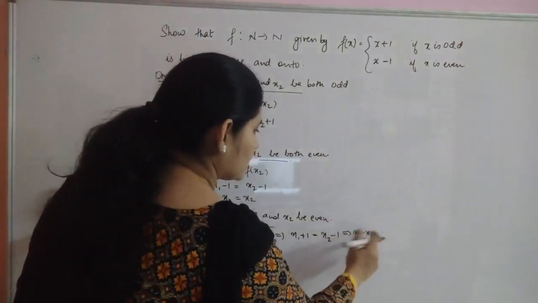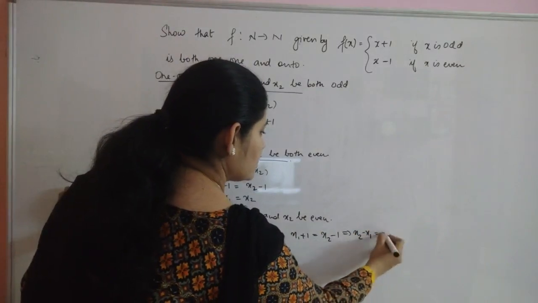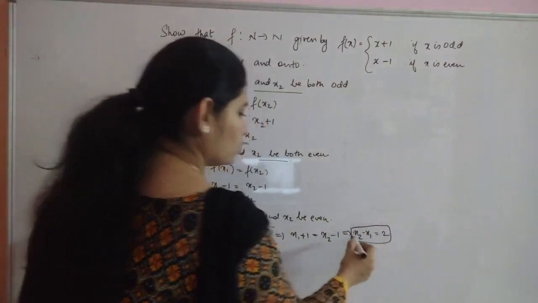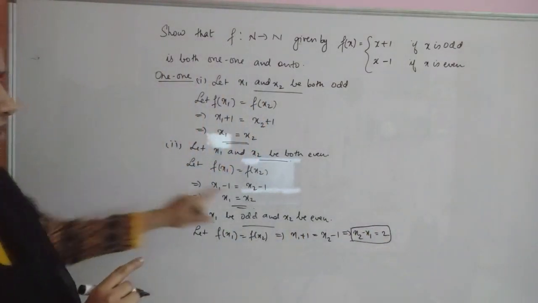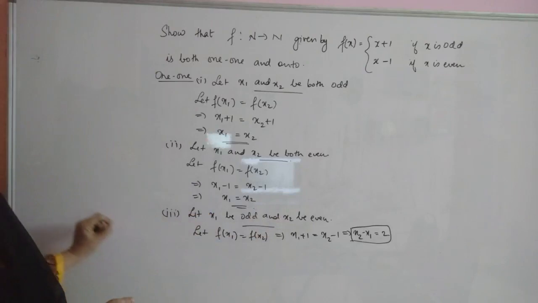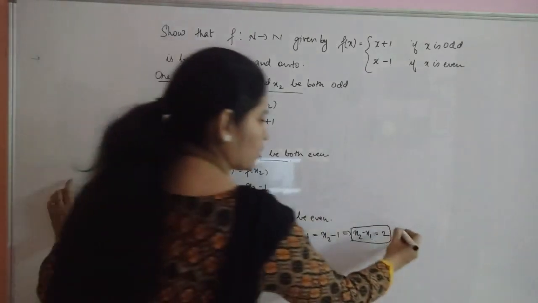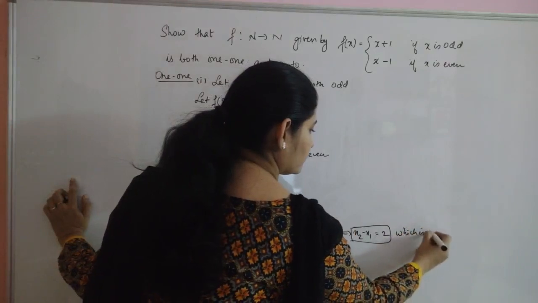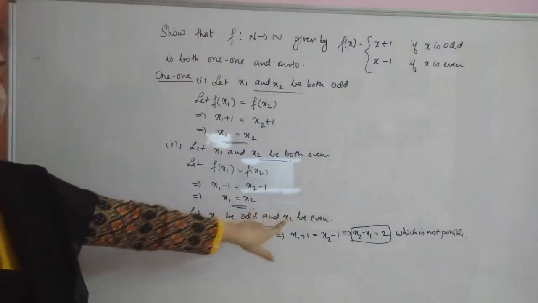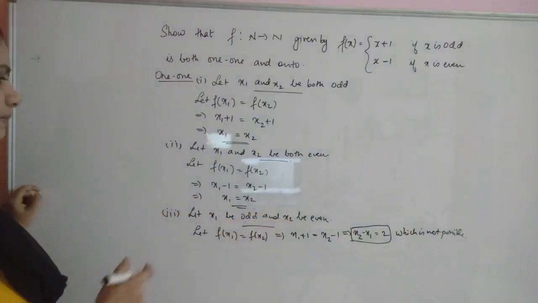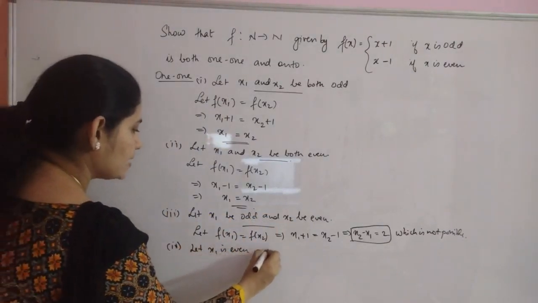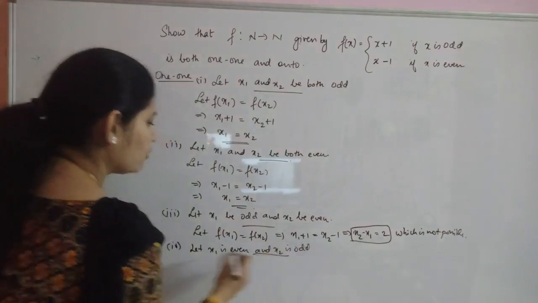If I take x2 - x1, you can write it as 2. So their subtraction is giving you 2, and this is not possible. Why? Because x2 is even and x1 is odd, and you will not get their difference as 2. So this is not possible. So when x1 is odd and x2 is even, this case will not give you the one-one condition.